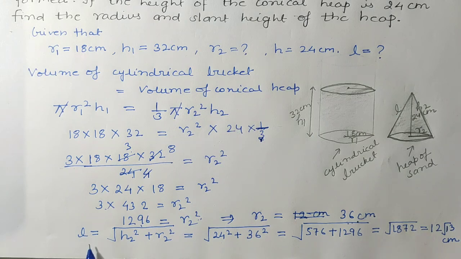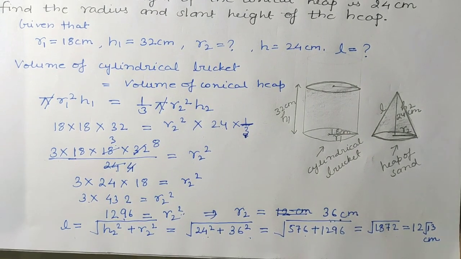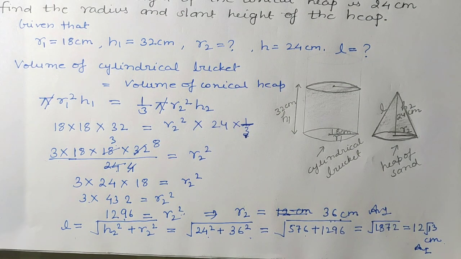Okay, and L we have to also find out. So L is what? Under root H2 square plus R2 square. So when we do the square of 24, it will be 576, and when we do the square of 36, it will be 1296, and after adding these two, we will get 1872, and the square root of 1872 is 12 under root 13. Okay students, so the answer of this is 12 under root 13 centimeter, the value of L, and the value of R2 is 36 centimeter. Okay, now you can pause the video and note it down.